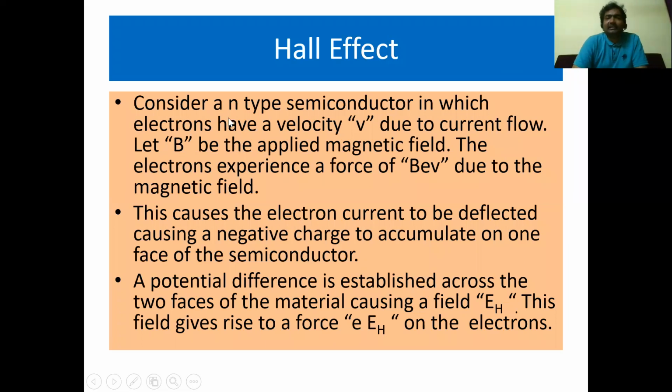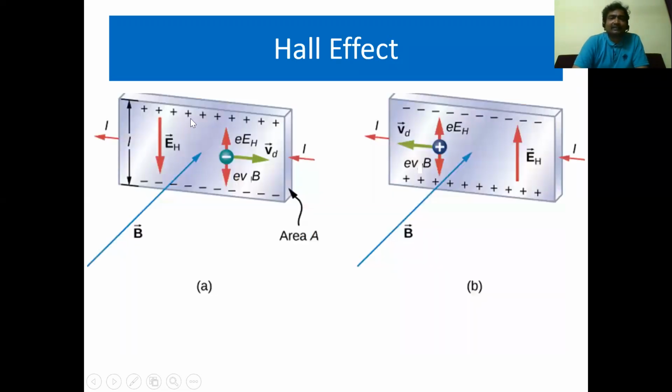Let me explain the Hall effect in a clear manner. So consider an n-type semiconductor in which electrons have a velocity v due to current flow. Let us take a piece of semiconductor. This is n-type semiconductor and this is the p-type semiconductor. First, let me explain the Hall effect for the n-type semiconductor. In n-type semiconductor, the majority charge carriers are electrons. Let us assume this face of the n-type semiconductor is connected to battery positive terminal, and this end of the semiconductor is connected to battery negative terminal.